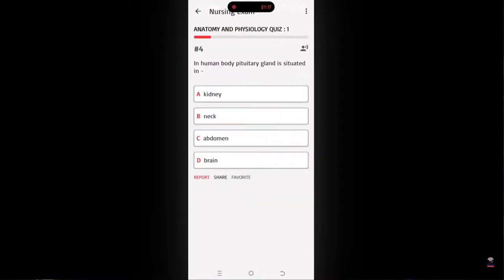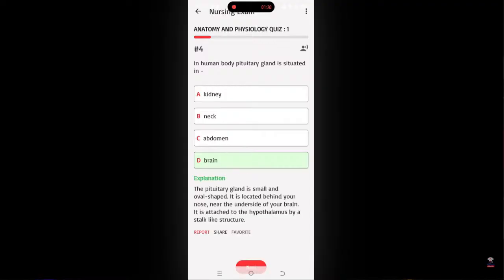In human body, pituitary gland is situated in A. Kidney, B. Neck, C. Abdomen, D. Brain. Correct answer. The pituitary gland is small and oval-shaped. It is located behind your nose, near the underside of your brain. It is attached to the hypothalamus by a stalk-like structure.